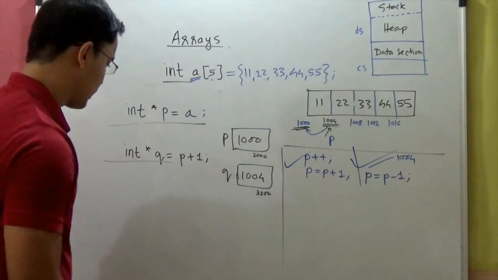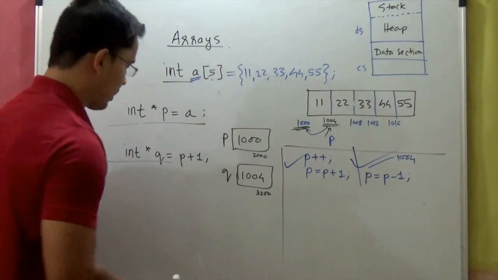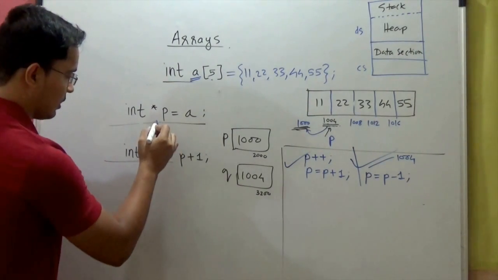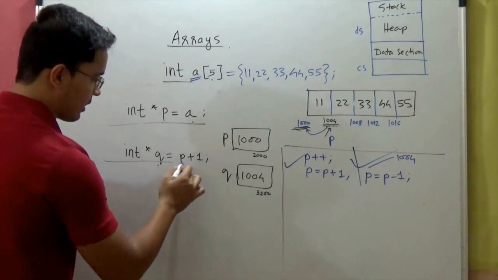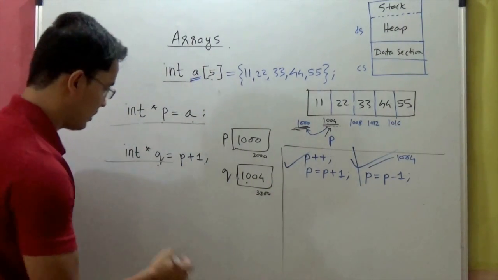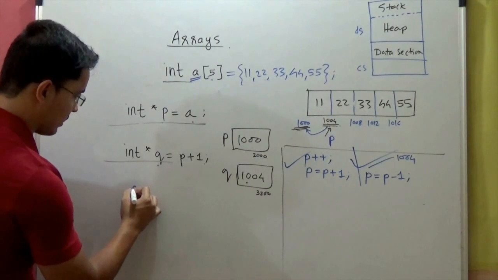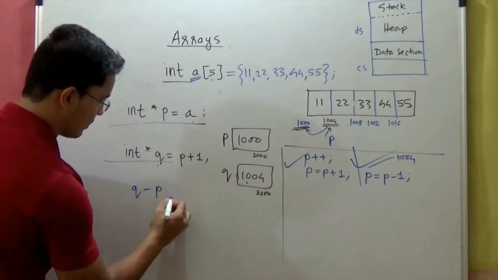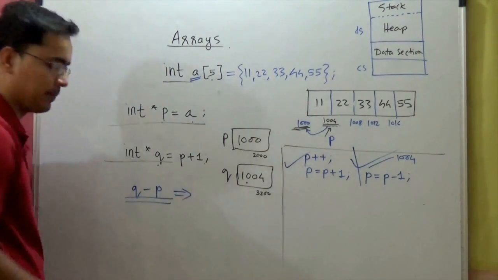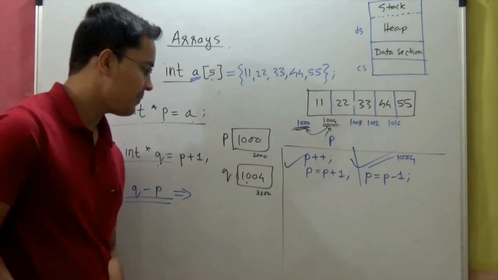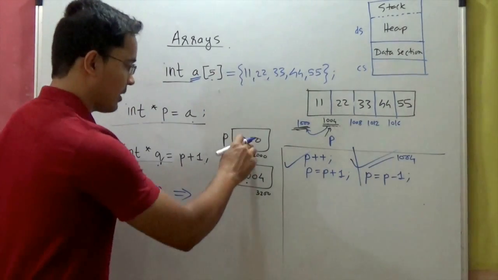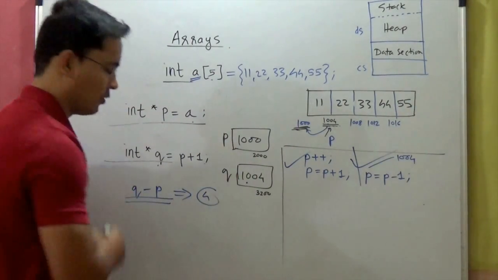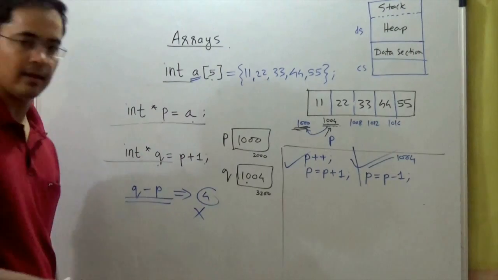Operations are allowed. One more fantastic operation allowed is this: now that we know p is storing address 1000 and q is storing address p plus 1, that is 1004, what will happen if I try to say q minus p? What do you think will be the result? They won't just subtract the address values, like 1004 minus 1000, which is 4. No, you won't get 4.